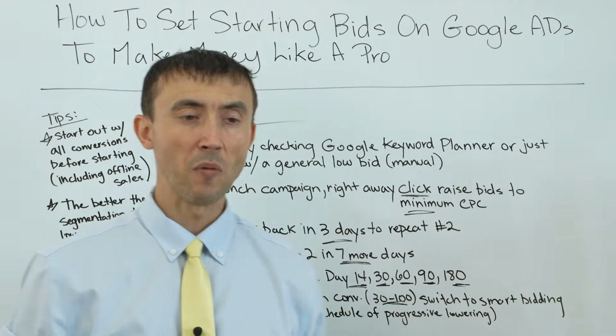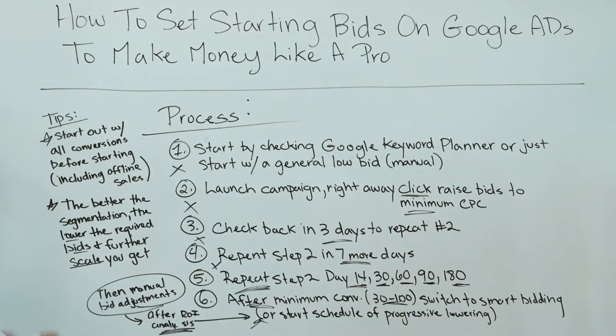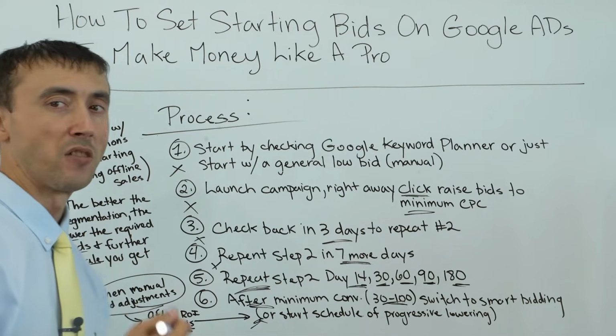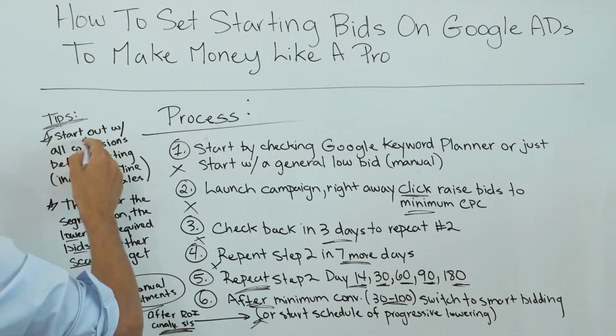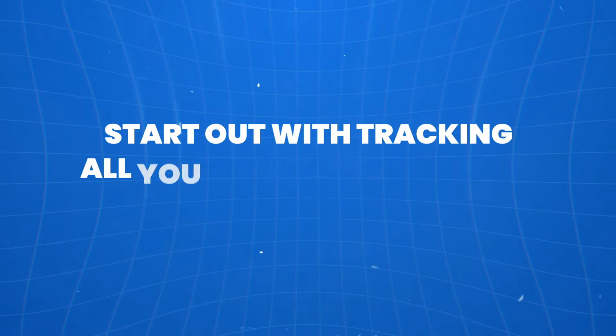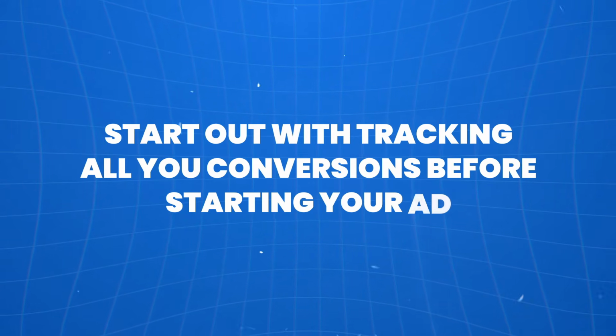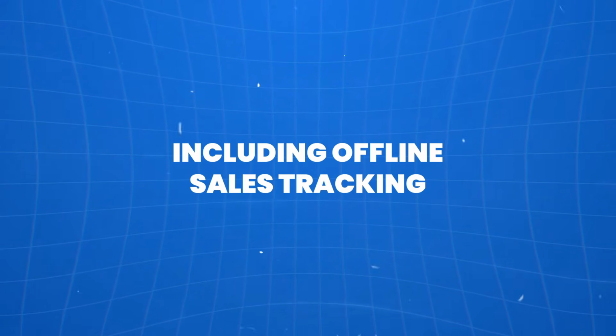But with that said, going back to what I was talking about here, I mentioned there were going to be some pro tips and a bit of case study information about different clients that we work with and how this stuff has worked out. So tip number one is start out with tracking all your conversions before starting your ads, including offline sales tracking.